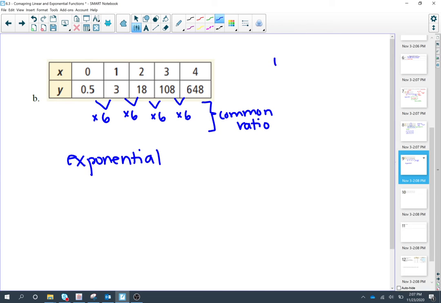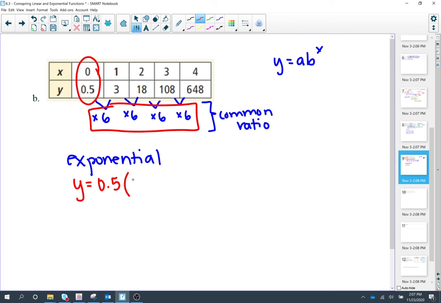Then we have to do y equals a times b to the x power, which is y equals, a is your y-intercept. Look at your table. That's 0.5. Times your common ratio, which we found right here is 6, to the power of x. And again, don't multiply those two together. You're all done.